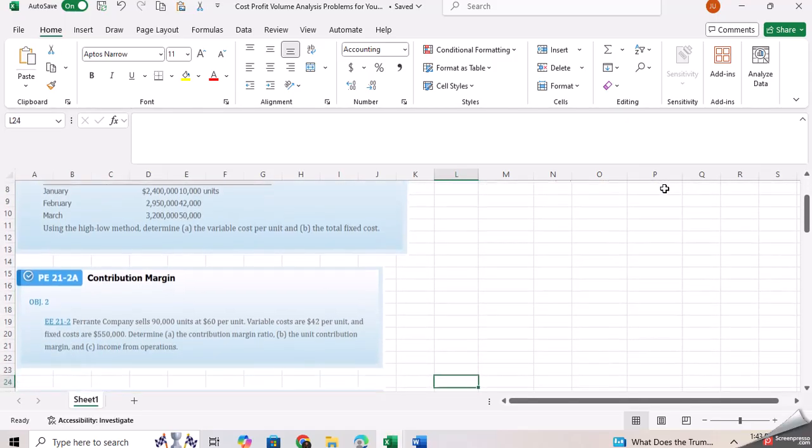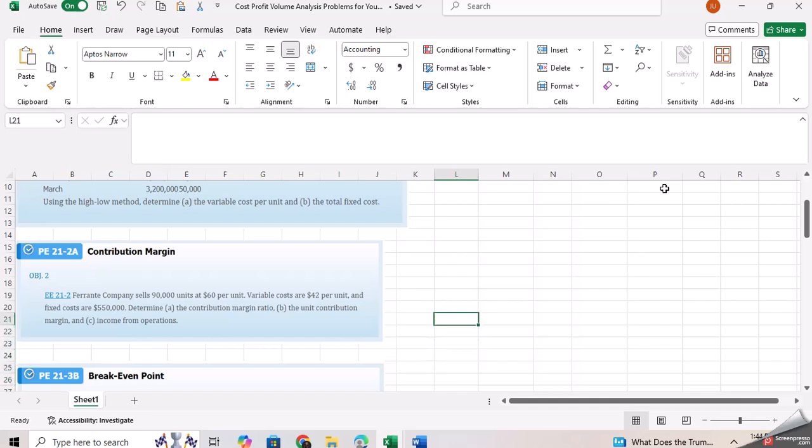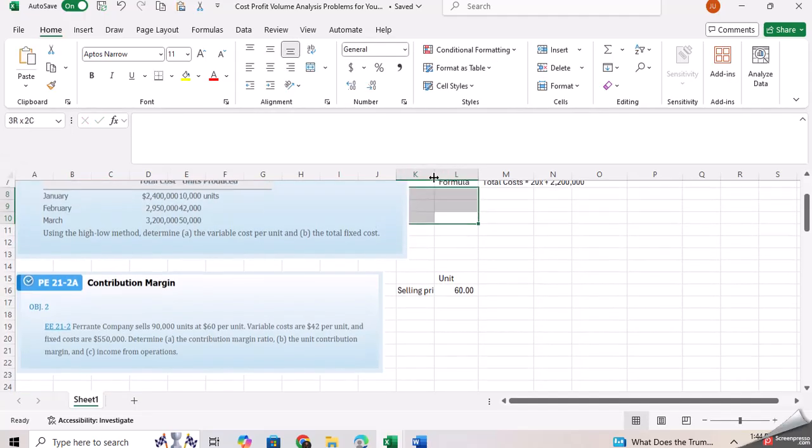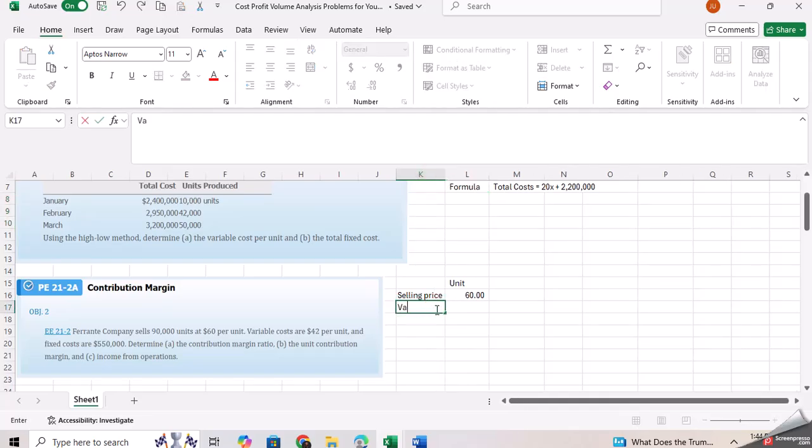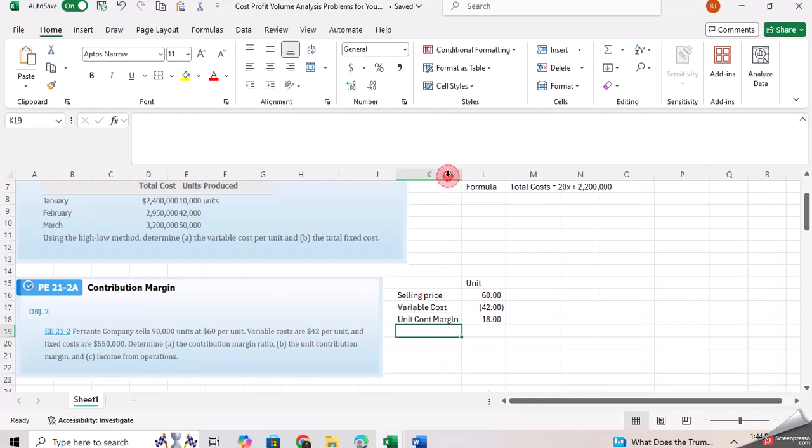Okay, then we go down to our contribution margin, and I like to do it in the unit when they give us that information. So we've got a selling price of $60 per unit. And then we have variable cost of $42 per unit. So then if we subtract those, we have a unit contribution margin of $18.